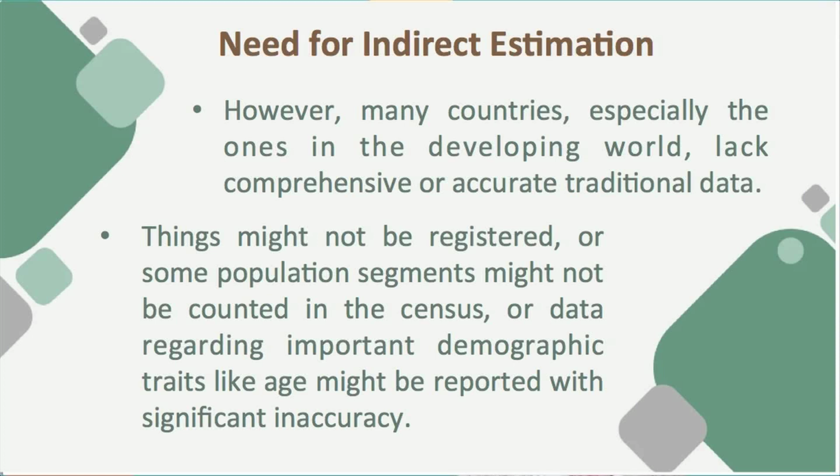However, in many countries, especially in the developing world, there is a lack of comprehensive data or accurate traditional data. Things might be a little different and events might not be registered. The events of birth, death, or migration might not be registered. Or some population segments might not be counted in the census, or data regarding important demographic traits like age might be reported with significant inaccuracy. In these cases, indirect estimation techniques try to obtain valid estimates of the demographic measures.